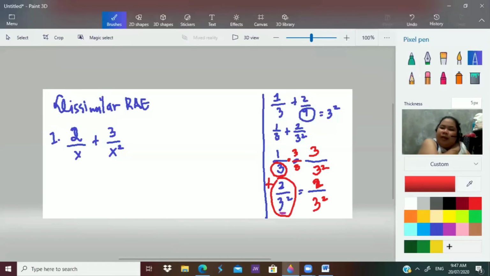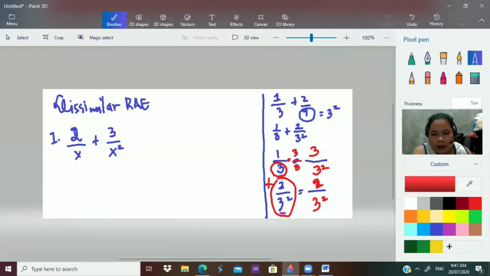Ma'am, paano malalaman kung sino yung dapat mag-adjust? Paano mo malalaman sa given kung sino yung dapat mag-adjust? It's very easy. Kung sino yung mababa ang value ng denominator. Let's say for example, 3 square and 3. Si 3 ang mababa ang value. Kaya ang gagawin natin, para maging kamukha siya ni 3 square, magta-times ka lang uli ng 3. Kung sino yung mababa, doon mas madaling mag-adjust.